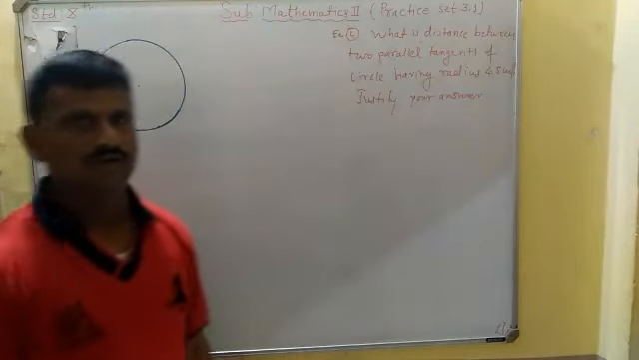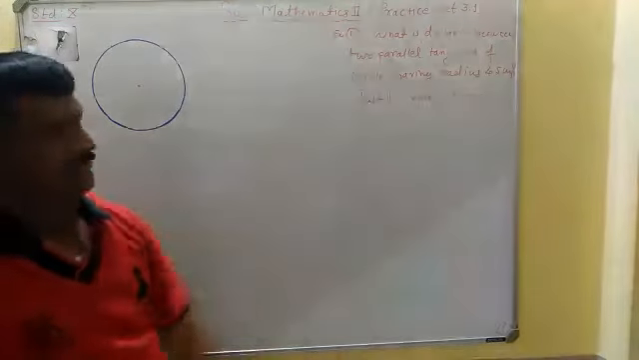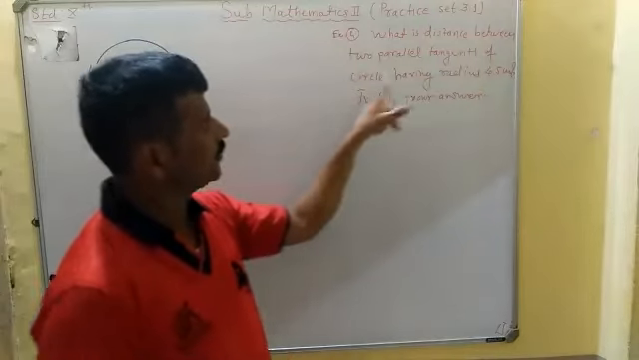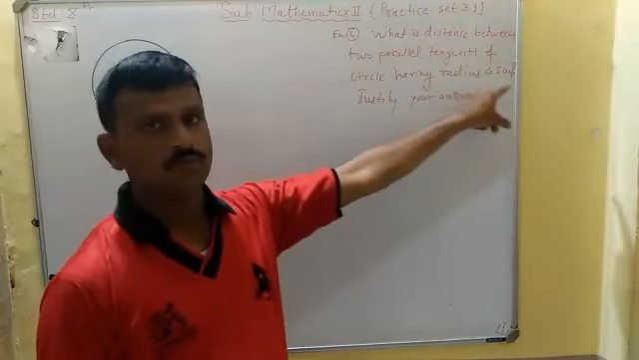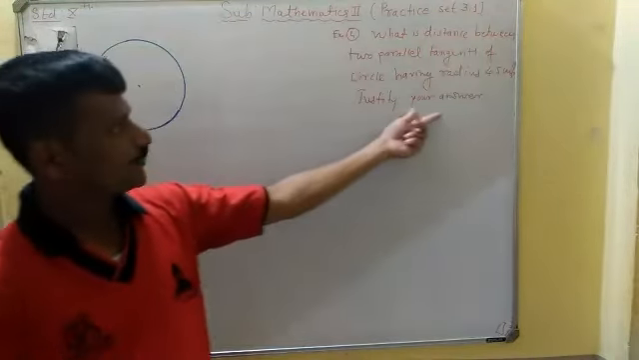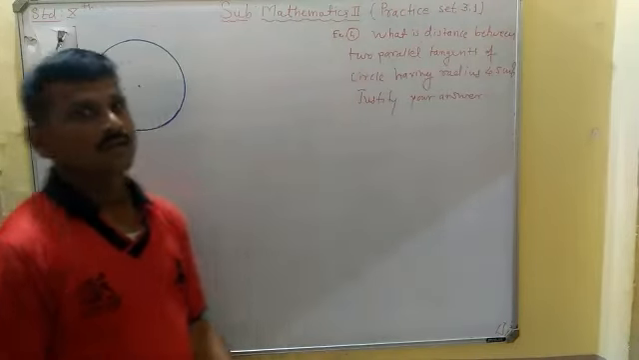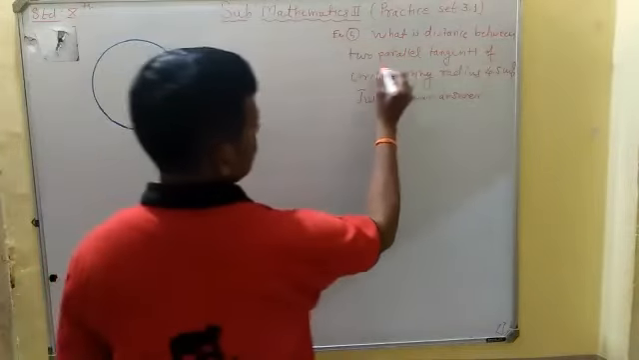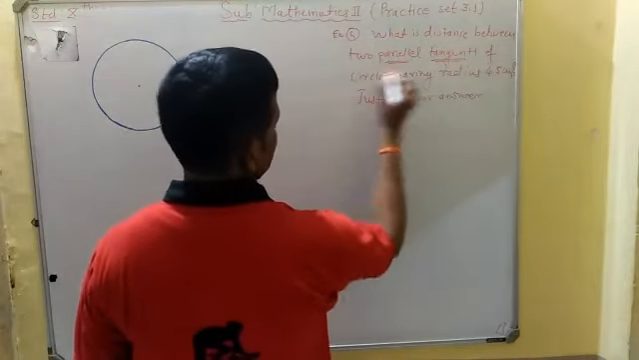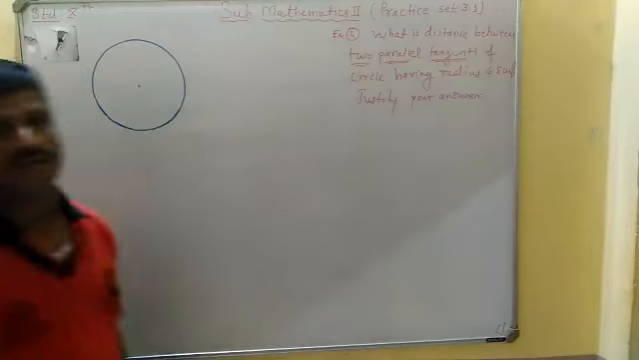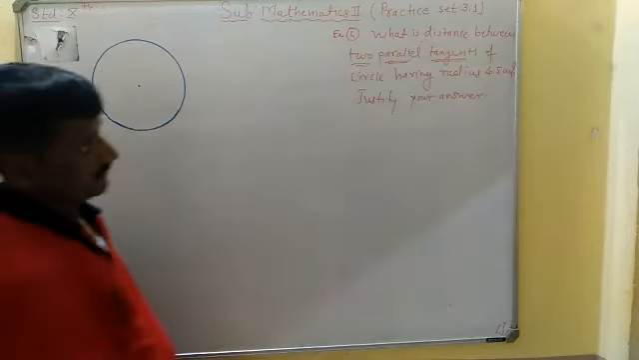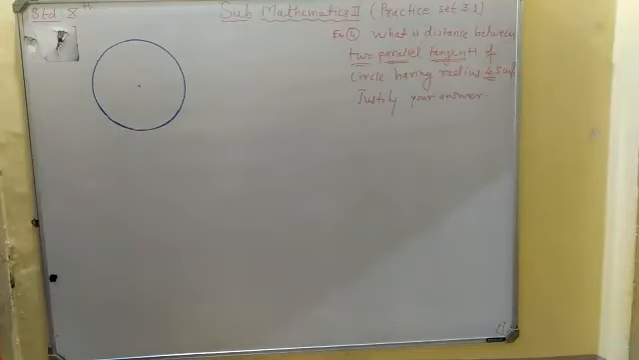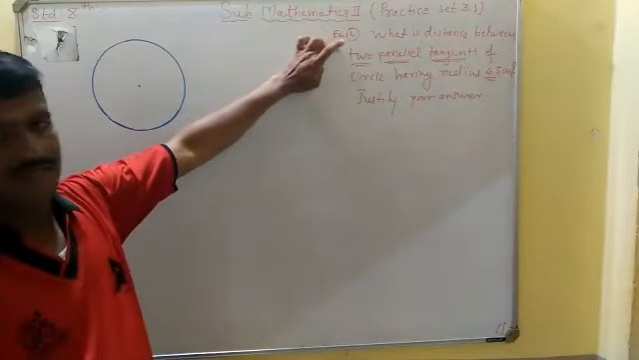Now we are going towards the last example in that practice 3.1. What is the distance between the two parallel tangents to a circle having a radius 4.5 centimeter? Justify your answer. Here given are two tangents to the circle which are parallel ones. That is a very important thing. The two tangents are parallel to each other and the radius is given here as 4.5 centimeter. And then what is the distance between those two parallel tangents?